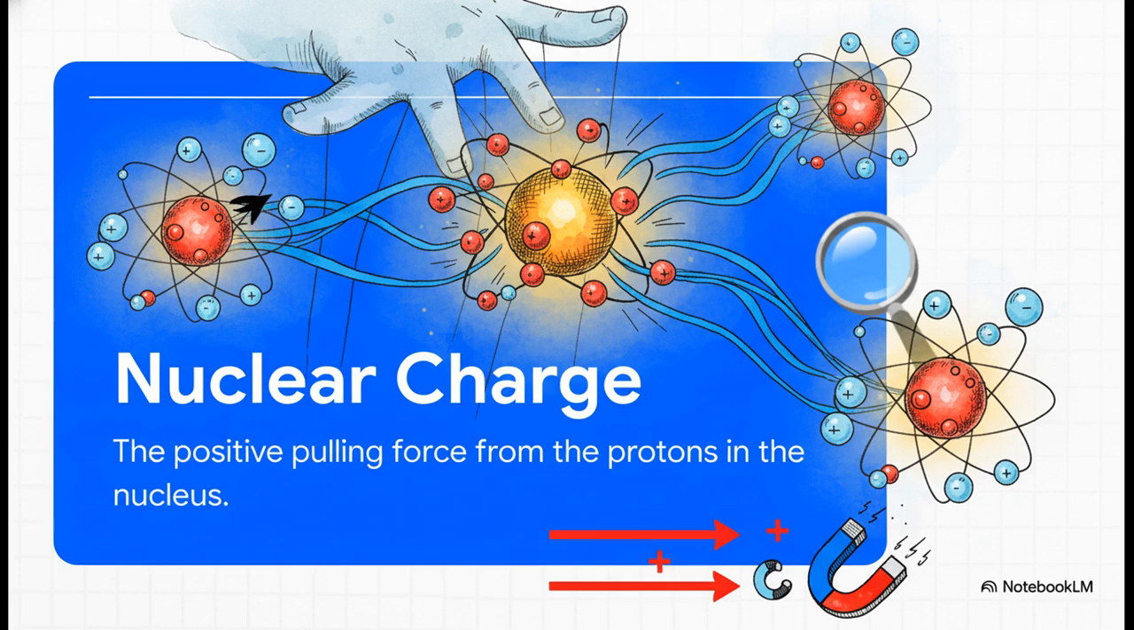As the atomic number goes up, you're packing more protons in there, which means that positive charge gets a whole lot stronger. Think of it like a giant magnet. The stronger the magnet, the tighter it pulls those negative outer electrons inward toward the center.